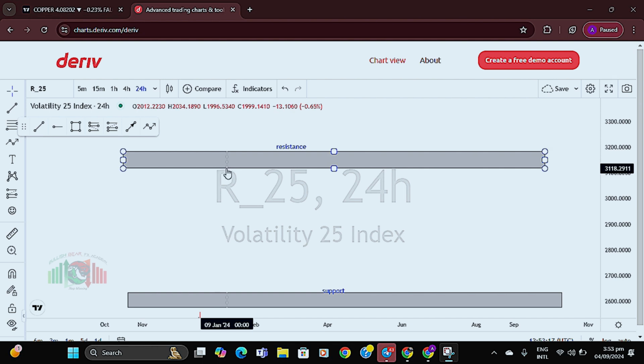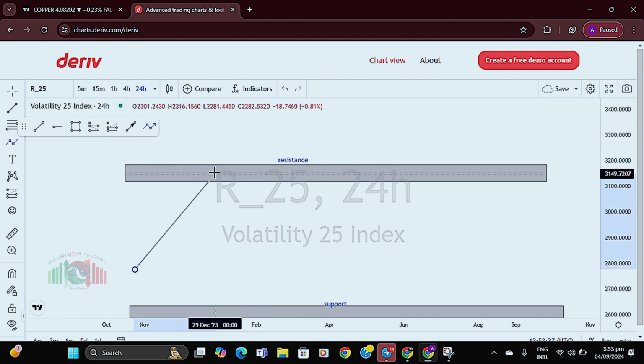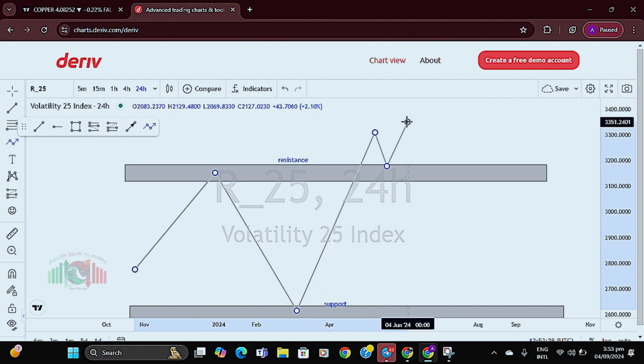So what we have at the top is the resistance. What we have down is the support. So why do we call it the resistance? We call it the resistance because when the market is coming from the downside going to the upside, it gets resisted by your resistance level and then comes down, and then it gets supported by the support level to go to the upside to get resisted, or it can break out and then form something like this, and then we can go to the upside.